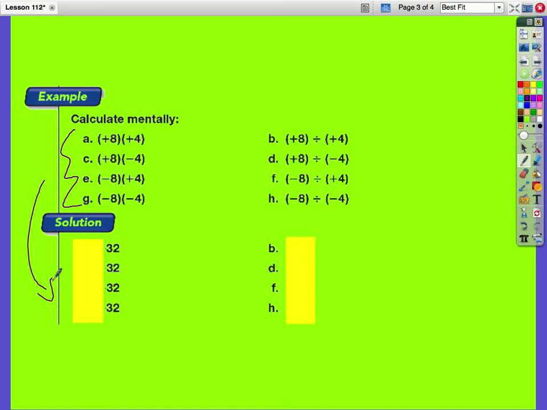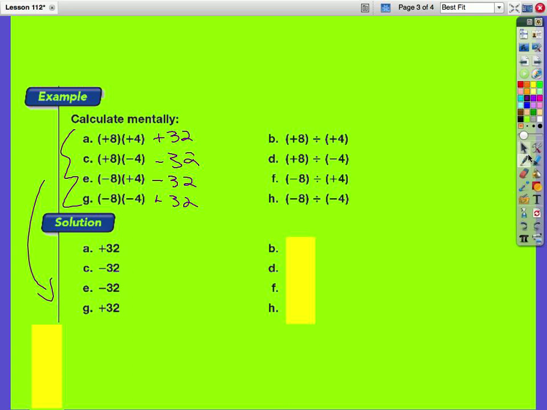So remember, if the signs are the same, it's positive. If the signs are different, it's negative. So we look at the first one. Both are the same, so it should be a positive 32. For C, signs are different, so it should be negative 32. E, signs are different, it should be negative. G, signs are the same, should be positive. So if I check my answers down here, it should have positive, negative, negative, positive.